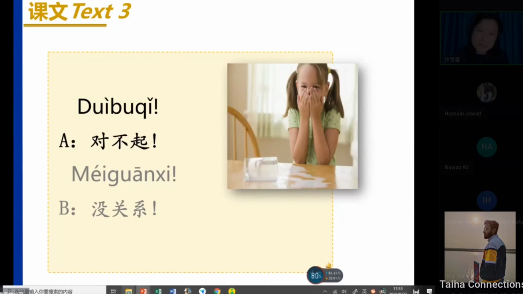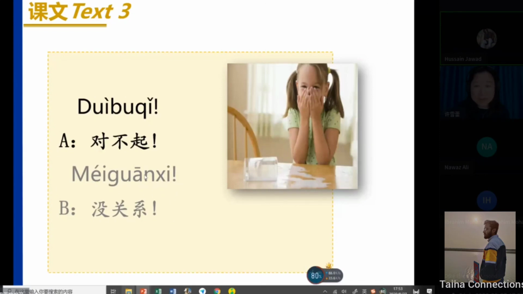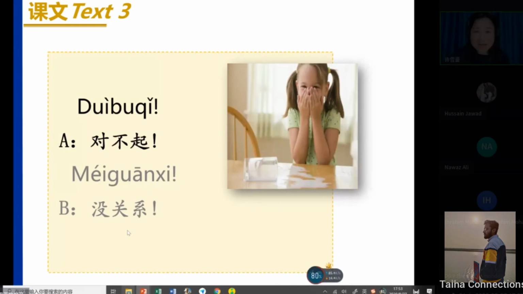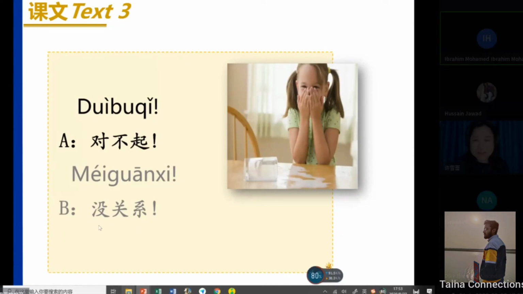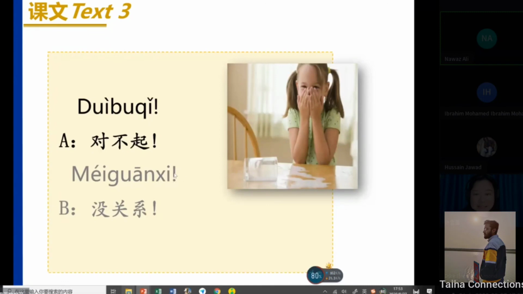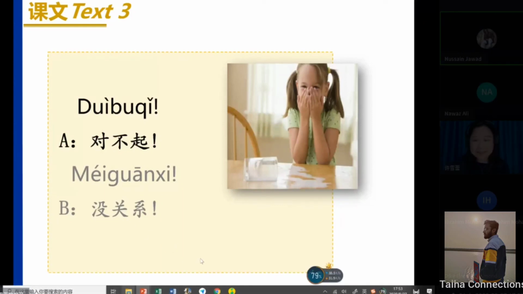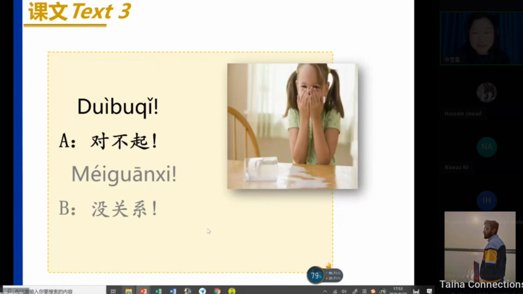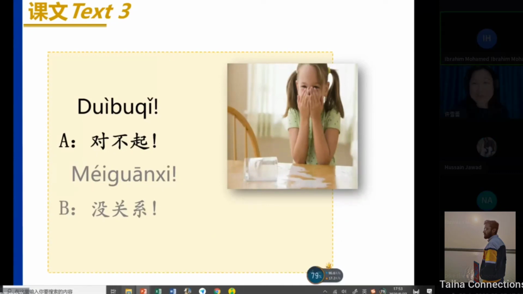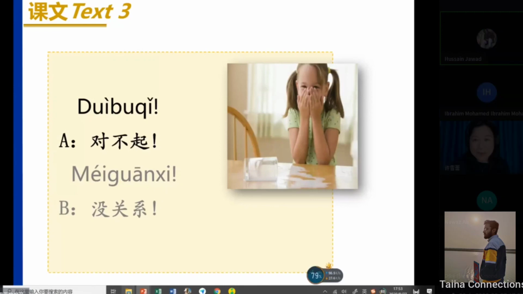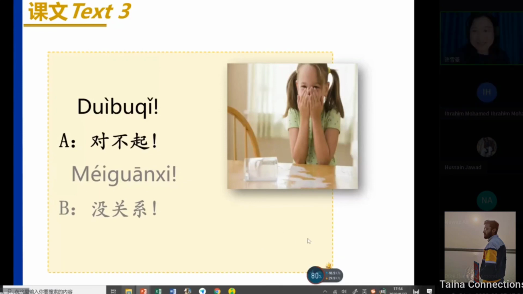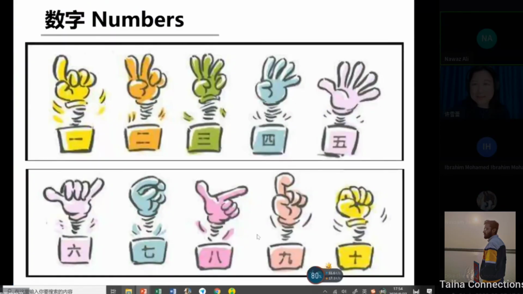If you say, "Oh, no, it's not a problem," doesn't matter, you may respond, 没关系. Ma'am, what is the meaning of 没关系? It doesn't matter. It's not a problem. Okay. 没关系. So, if I say 对不起, what do you say to me? 没关系. 非常好，没关系. All right.